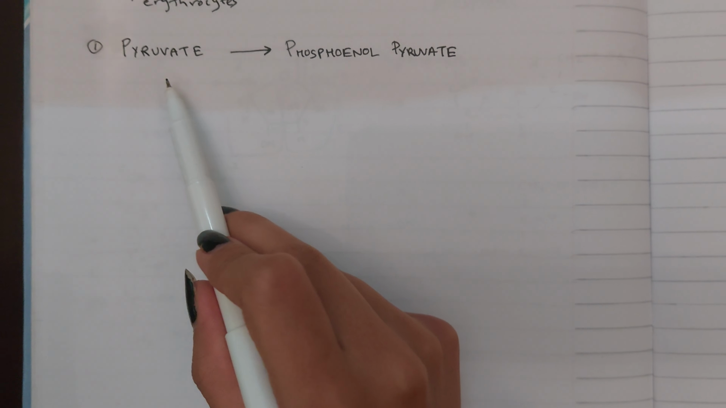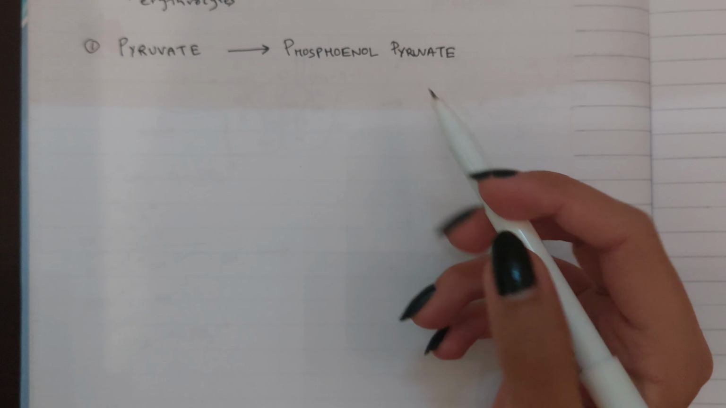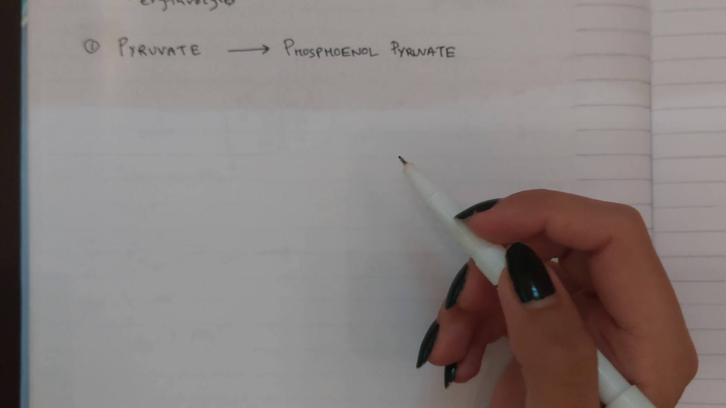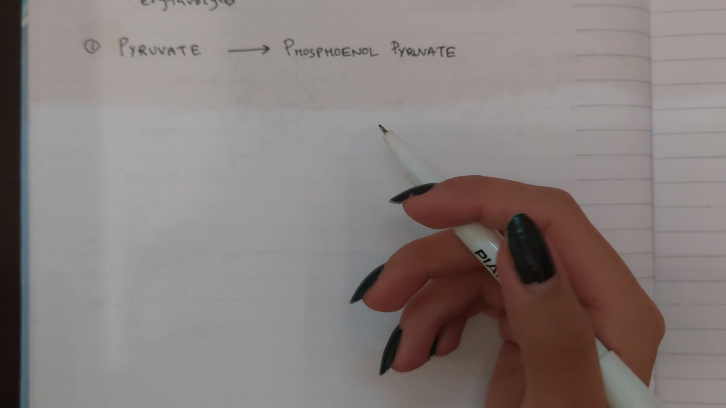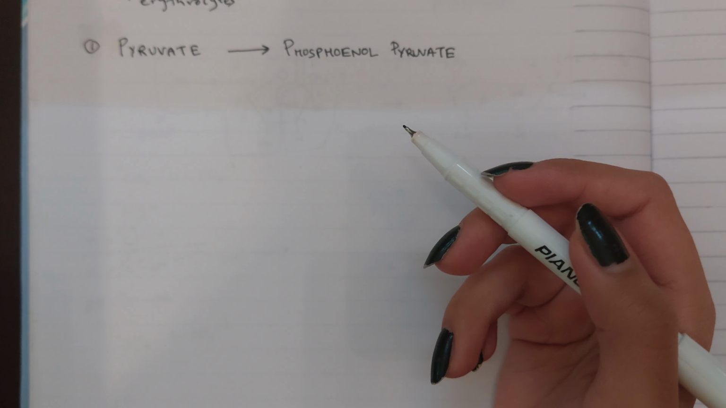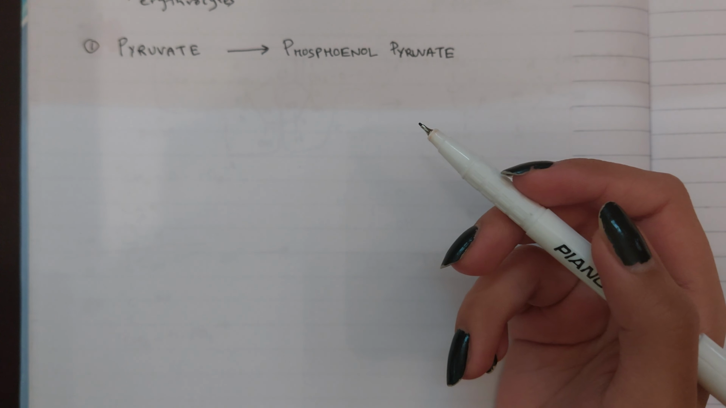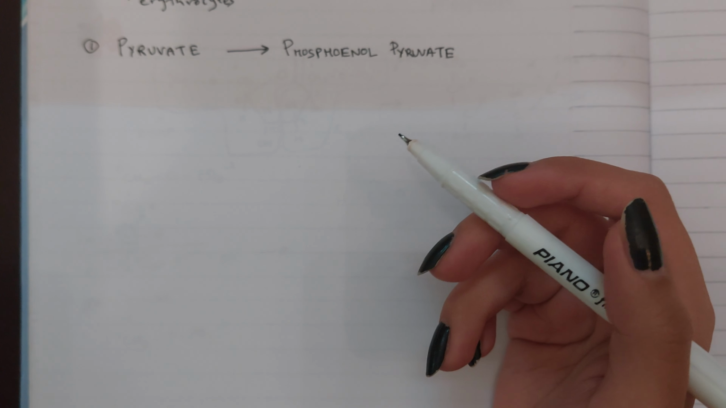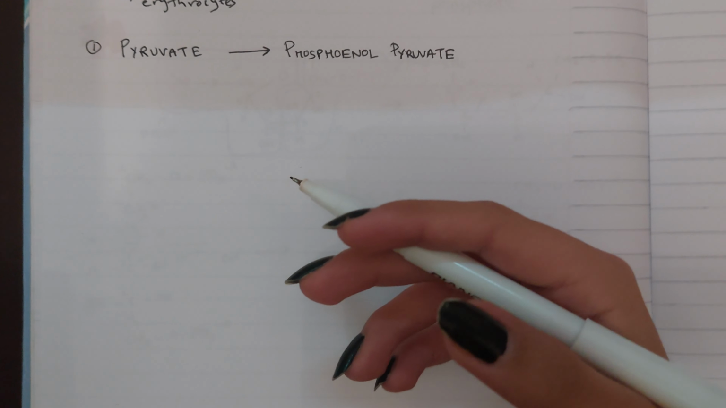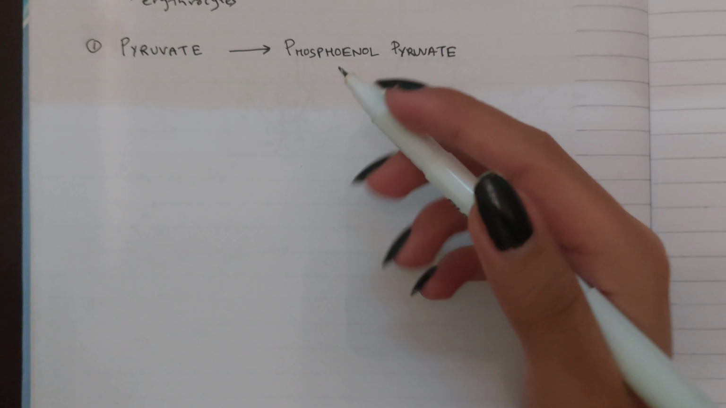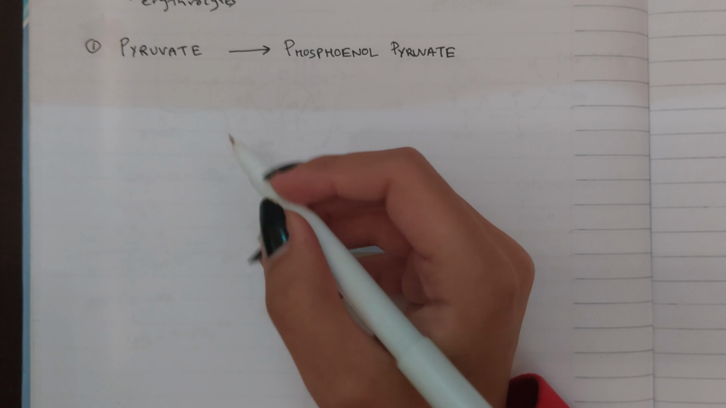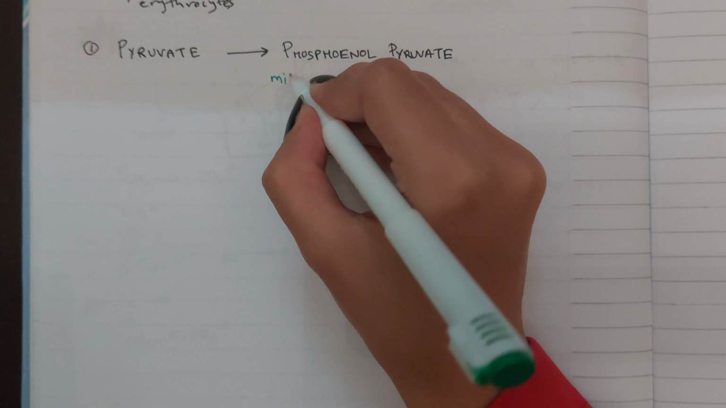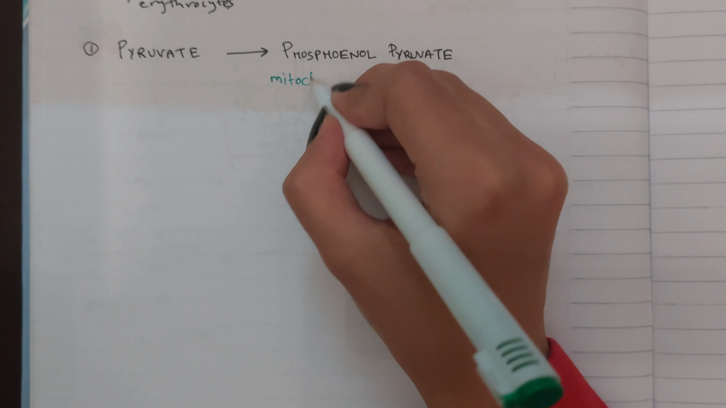So the pyruvate must convert into phosphoenol pyruvate, and the pyruvate moves to mitochondria because there are certain enzymes present in mitochondria that are not present in the cytosol. Hence, to further go through this mechanism, the pyruvate molecule must move to mitochondria, and the reaction that occurs here is as follows.